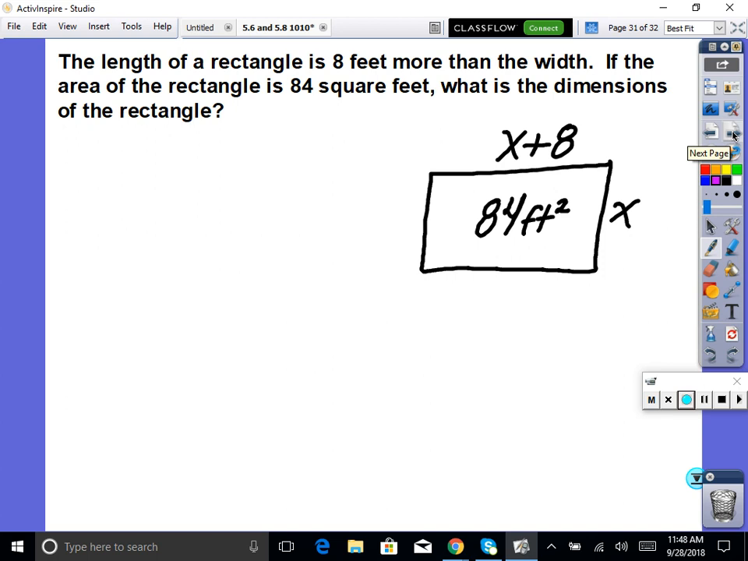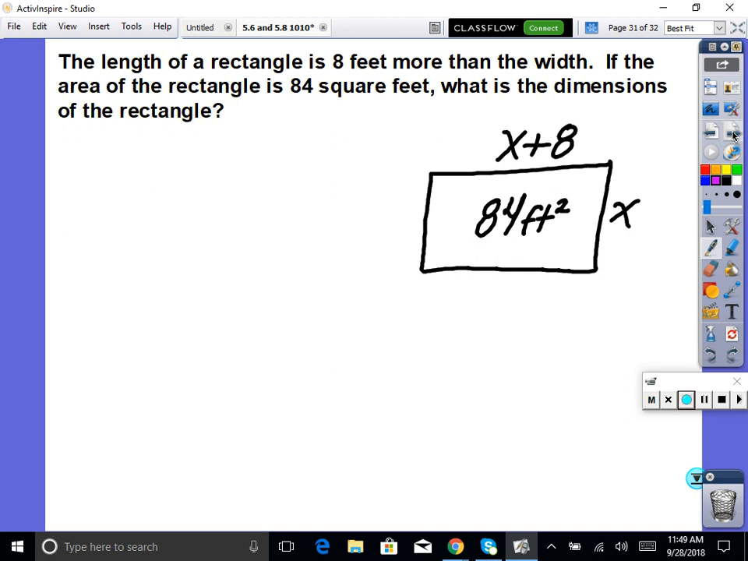Now, listen to my last example. The length of a rectangle is 8 feet more than the width. If the area of the rectangle is 84 square feet, what are the dimensions of the rectangle? So I drew a picture. I said, okay, I have a rectangle. We know nothing about the width, so I called the width x, and we know the length is 8 feet more than the width. Do you guys see why I did x plus 8?